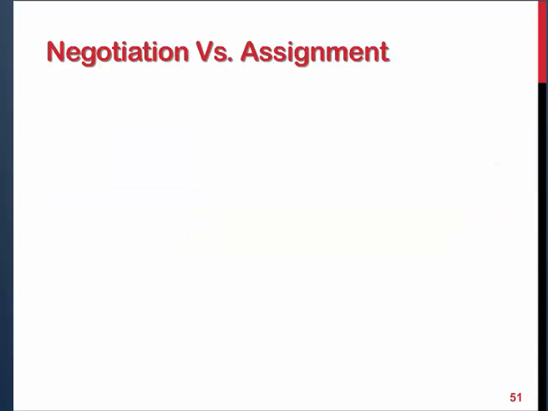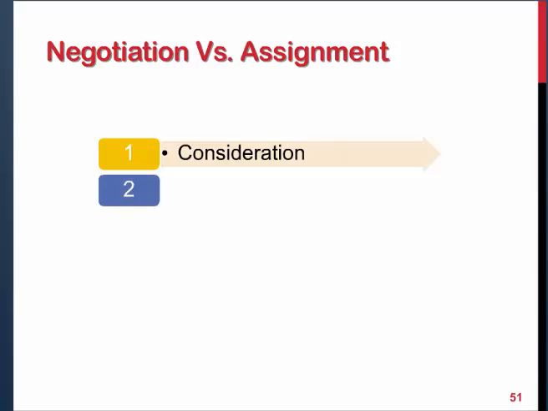What are the differences between negotiation and assignment? Let's discuss. There are 4 major points. 1. Consideration. In negotiation, consideration is presumed, but in assignment, consideration must be proved as in the case of any other contract. Second, title. In negotiation, the title of the transferee, that is, the holder in due course, is better than that of the transferor. But in the case of assignment, the title of the assignee is subject to the title of the assignor.